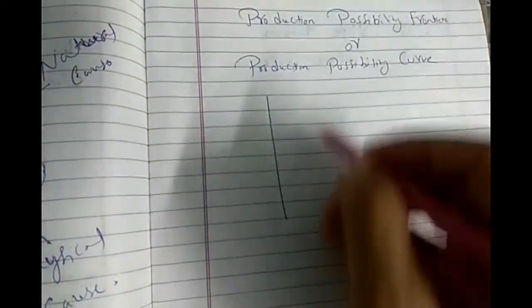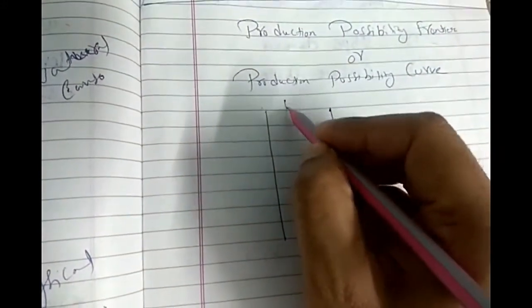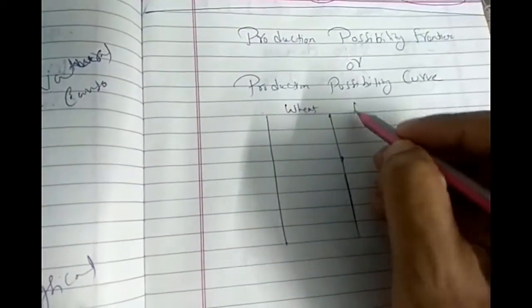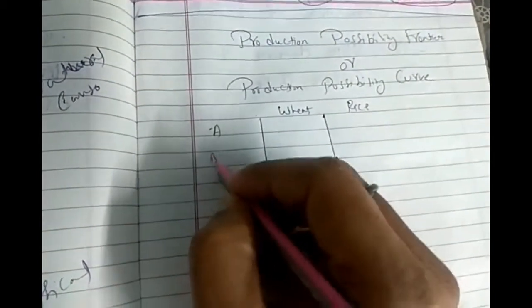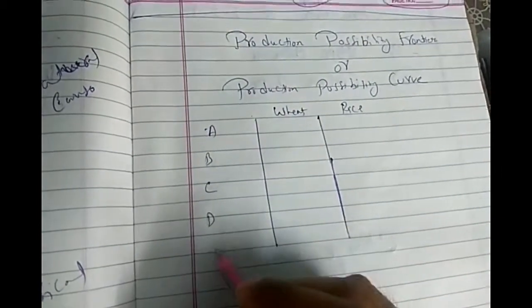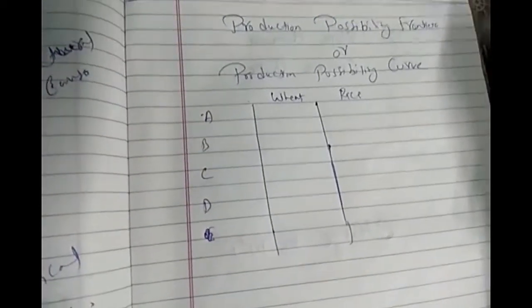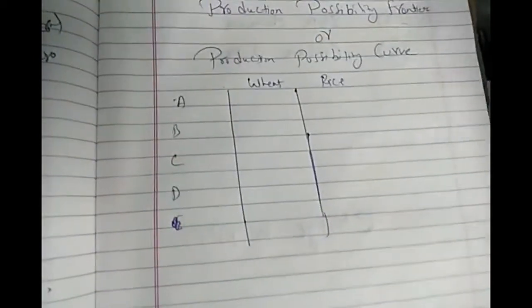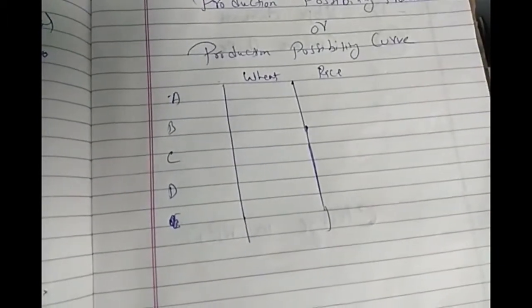To make you understand, we will make a schedule of the possibilities of what we can produce with limited resources. Suppose one good we take is wheat, and the other good is rice. We will take the possibilities of how, with the limited resource, we are going to produce them. Suppose we have land and seeds, so on that land we can produce either 100% wheat or 100% rice.